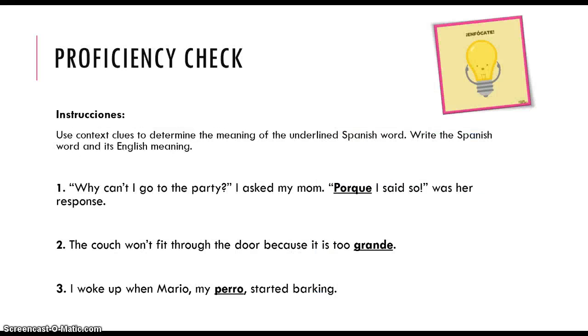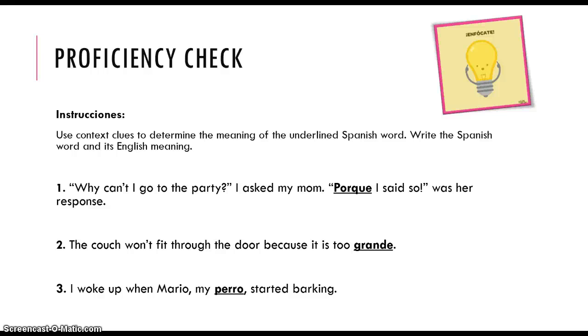So let's take a break for another proficiency check. We see our Enfócate light bulb. You're going to use some context clues. I know we use context clues a lot in reading. You're going to use a context clue to determine the meaning of the underlined Spanish word. And then on your scratch sheet of paper that hopefully you still have with you, you're going to write the Spanish word, which is bolded and underlined, and its English meaning.